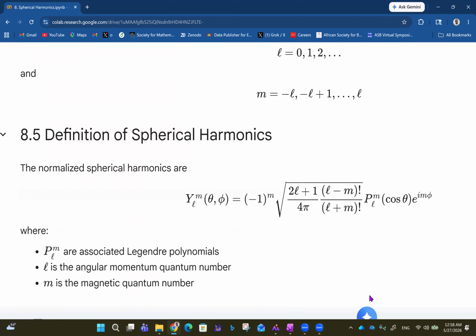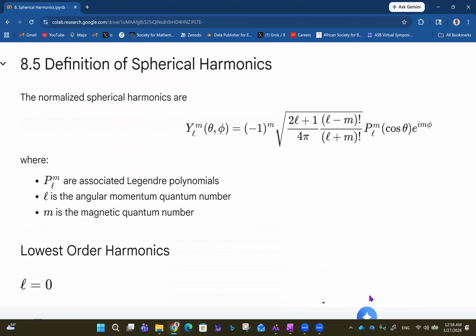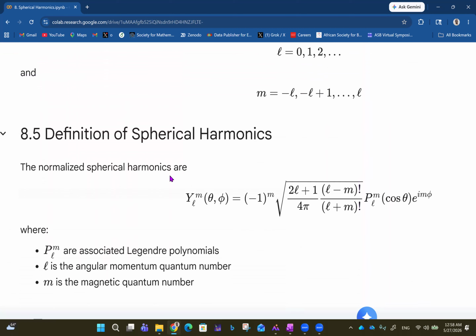Then we have the definition of spherical harmonics, which is the essence of this video itself. As you can see, I made mention of the fact that we have a lot of special functions coming up in mathematical physics. So here you're seeing harmonics, things that you'd naturally see in physics.